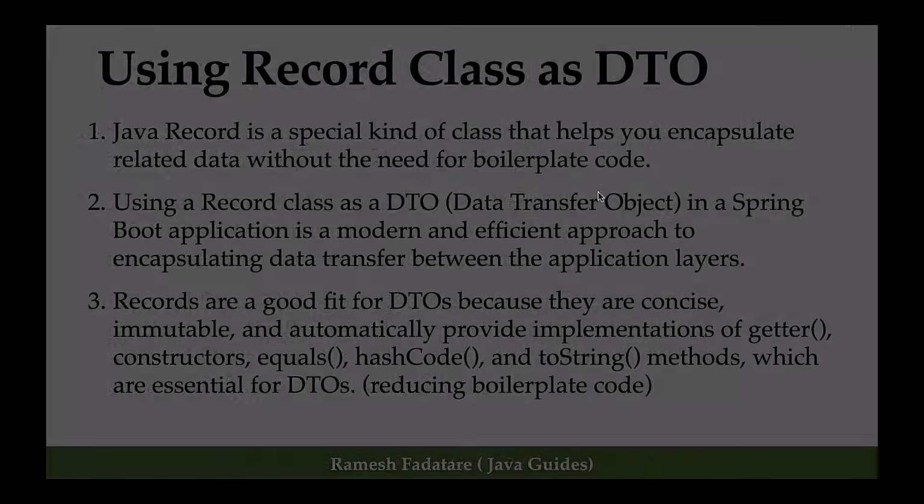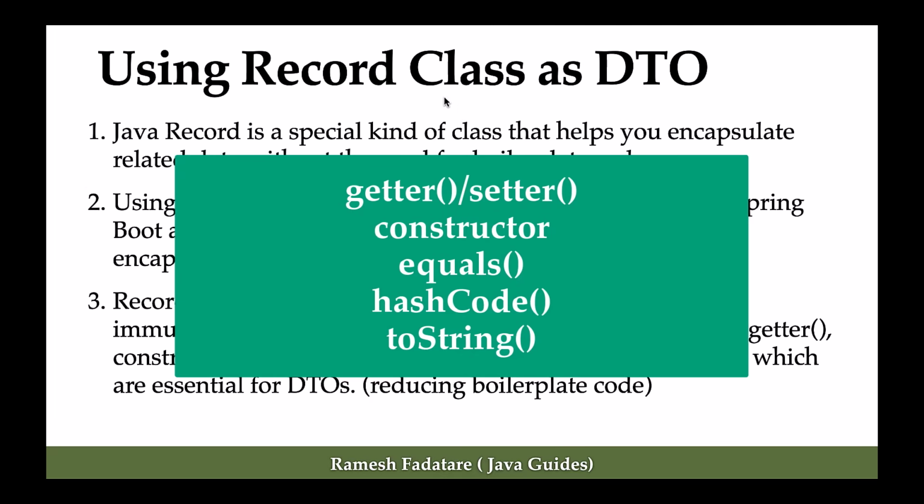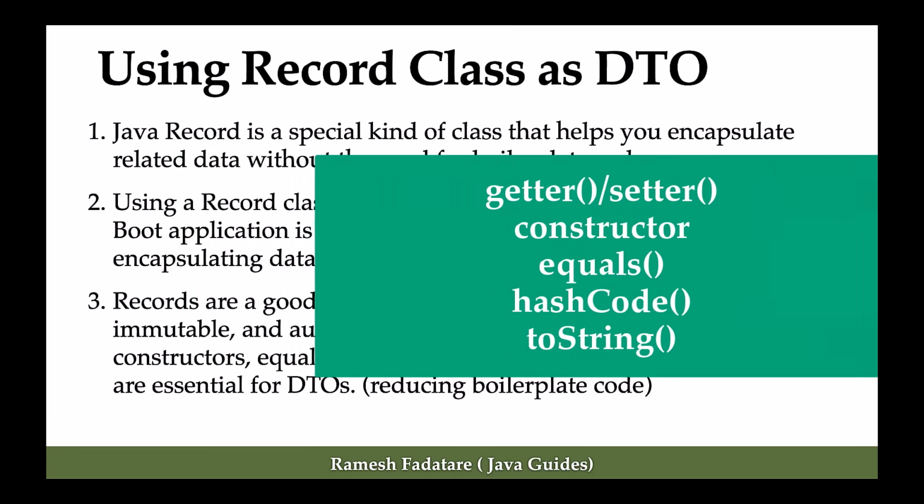The record class is basically a special kind of class that helps you encapsulate related data without the need for boilerplate code. It means once we create a record class, the Java compiler will automatically generate getter methods, setter methods, constructors, equals, hashCode, and toString methods. So in a normal Java class, we have to manually create all this boilerplate code, right? But the Java record class tells the Java compiler to automatically generate all this boilerplate code.